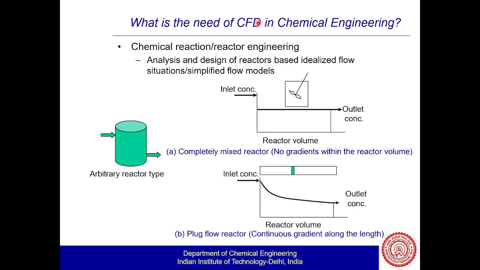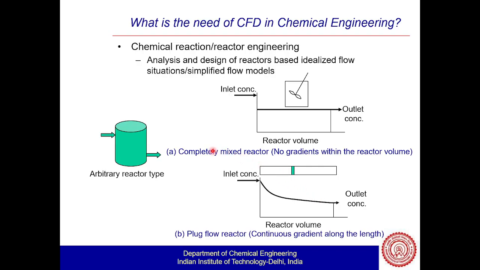So what is the need of CFD in chemical engineering? Going to the chemical reaction and reactor engineering, the analysis and design of reactors are basically based on idealized flow situations. As I've said earlier, if you are going for 1D simplified models, we assume it to be a CSTR or a PFR or a combination of both. In the CSTR, we are assuming that the concentration inside the reactor is the same as the outlet concentration. And in the PFR, we are saying that there is a continuous gradient along the length, but there is no radial mixing.